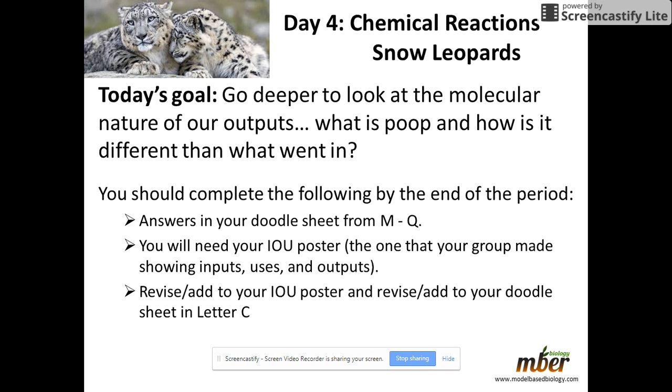You're going to need your IOU poster, the input output uses poster. That's the one that you made with your group. And you'll be revising your poster as well as doodle letter C in your doodle sheet. All right, let's get started.